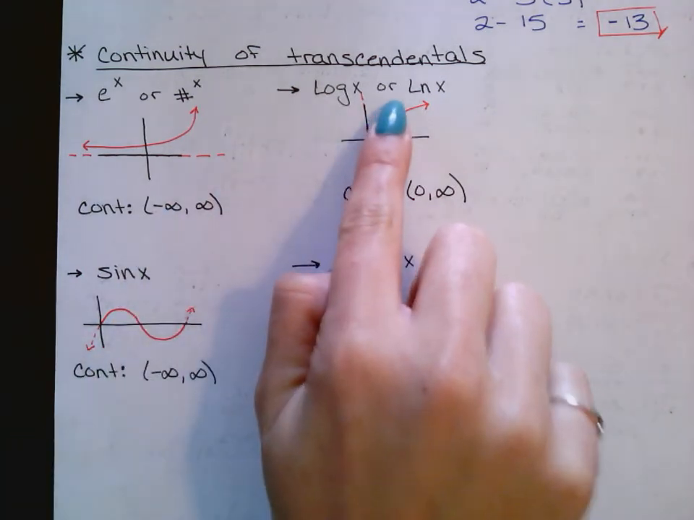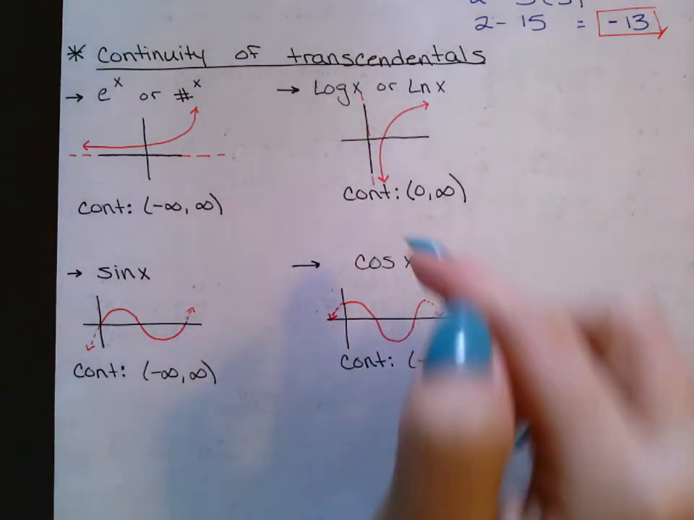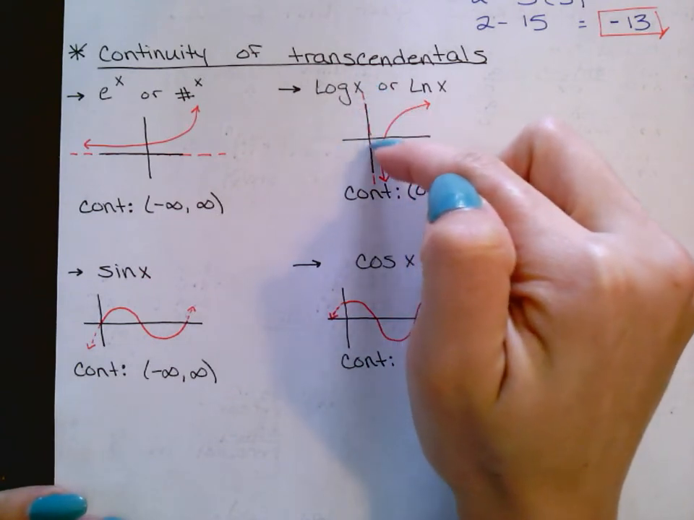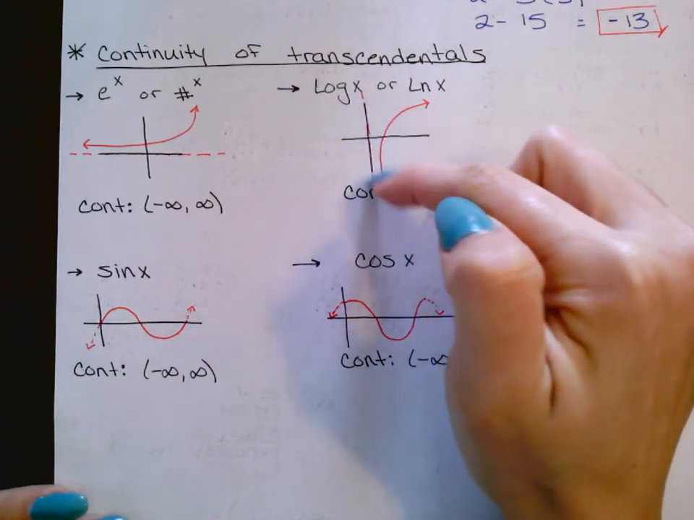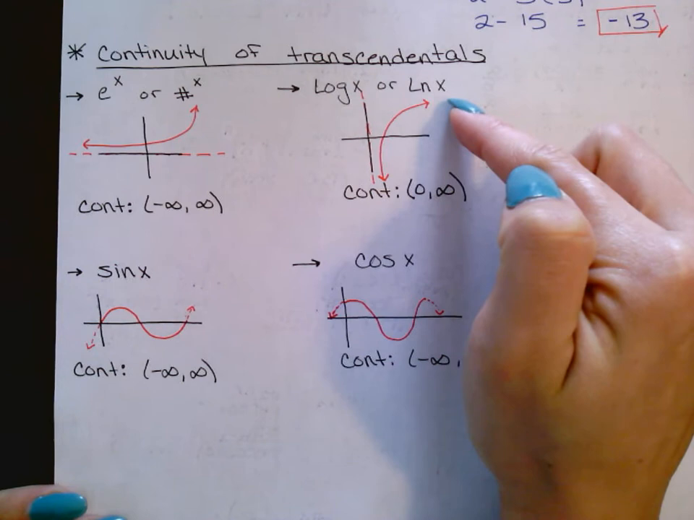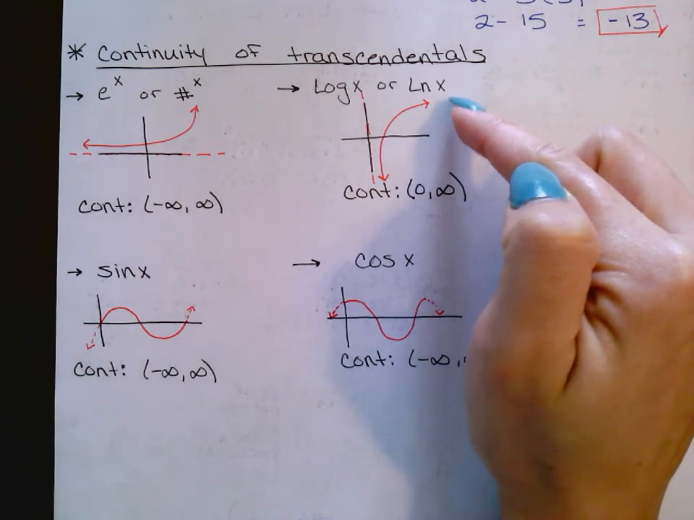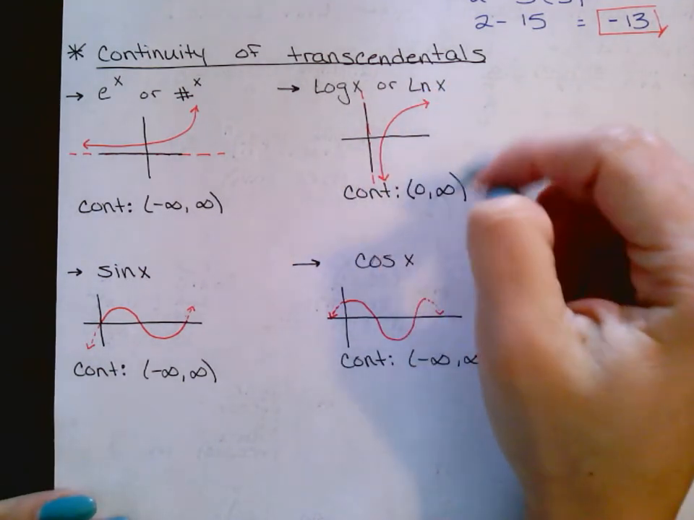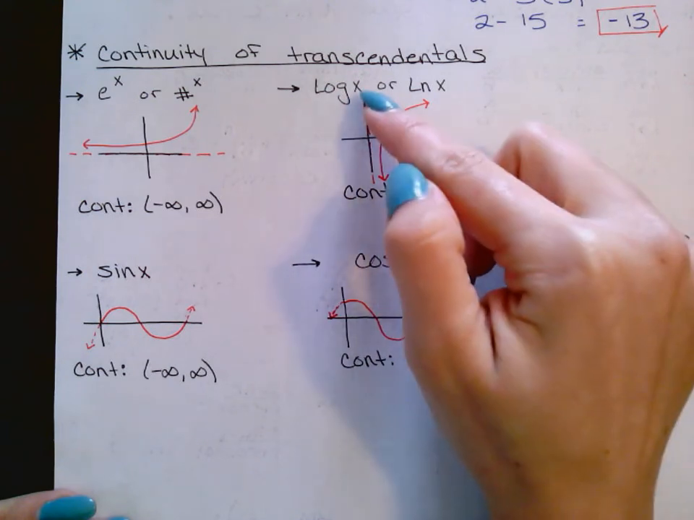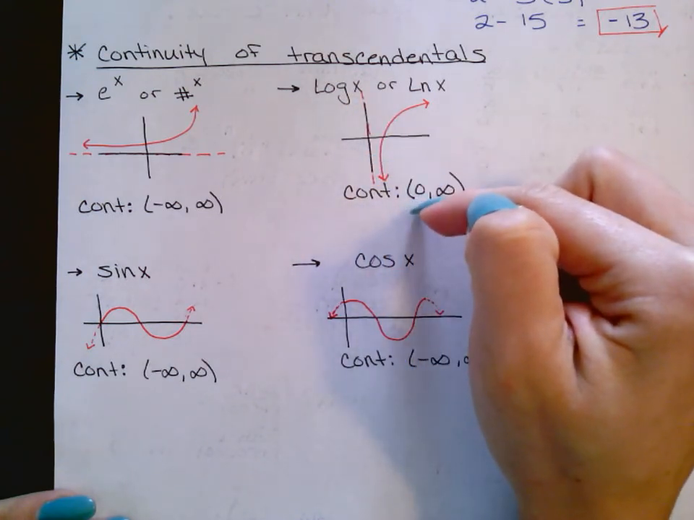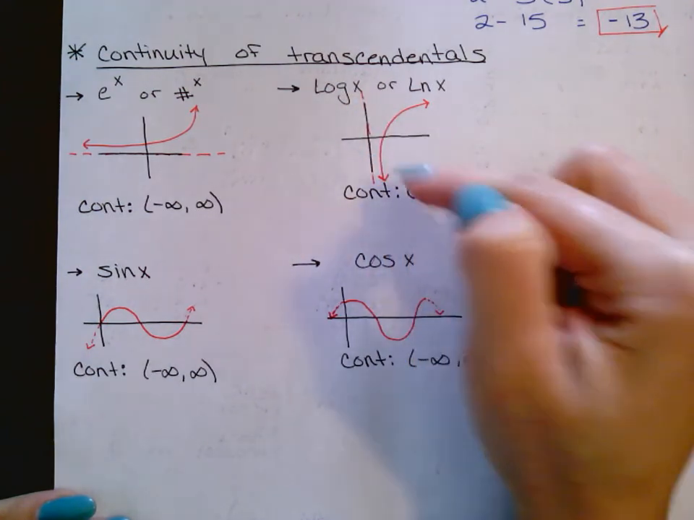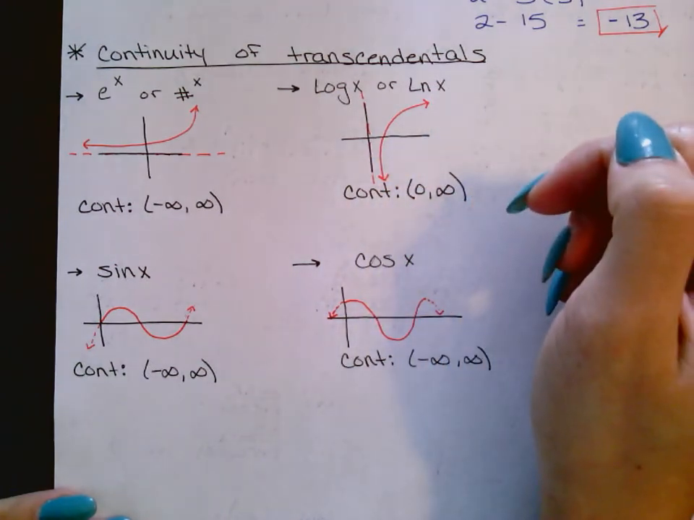Where a logarithmic function, whether log or natural log, has a vertical asymptote, and its domain only exists from that asymptote onto the positive numbers. Of course, unless there's some sort of transformation where it shifts. So for the parent function, its continuity goes from 0, not including 0, which is why I put a parentheses, and then on into infinity.